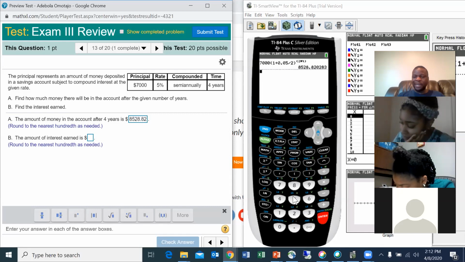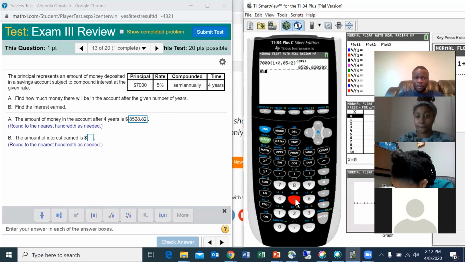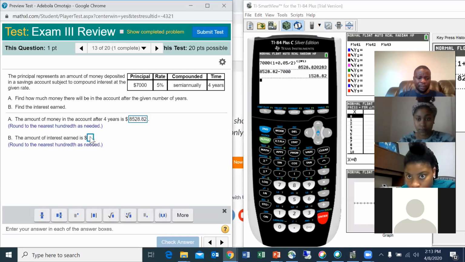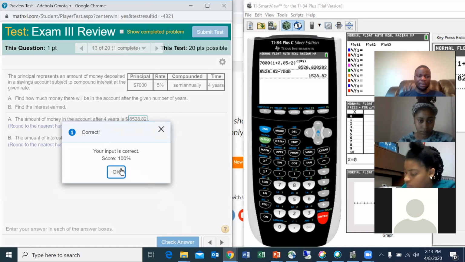The money you made is found by subtracting to find a difference, right? So you take your future value, 8528.82 minus 7,000. It gives you 1528.82. Now we can check to see that that's correct.